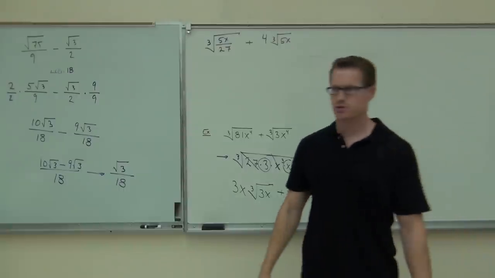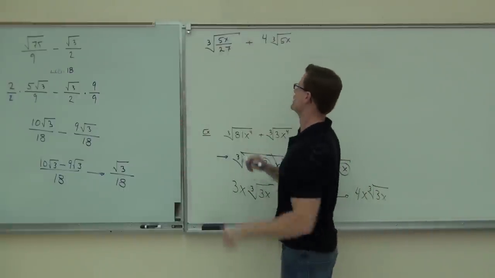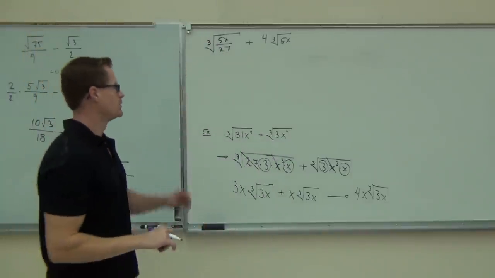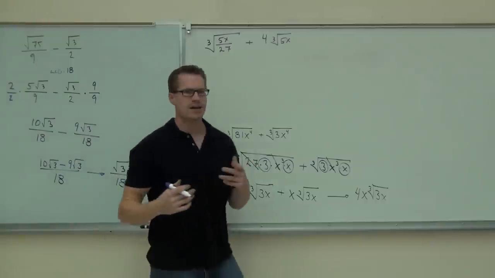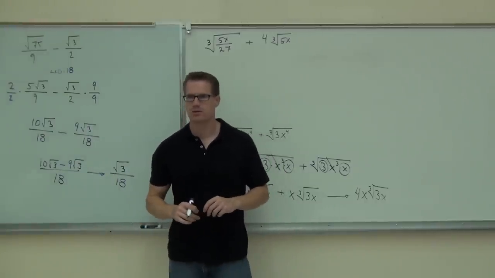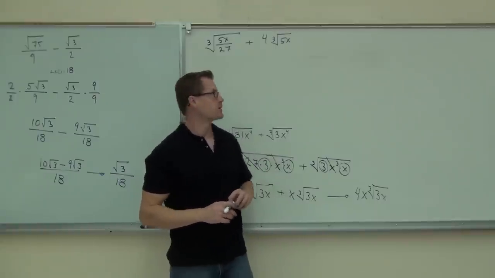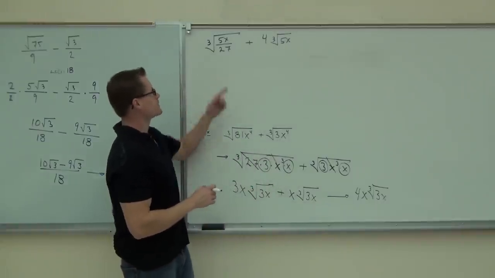Cube root of 5x over 27, that's 1 cube root of a fraction, plus 4 cube root of 5x. Oh my gosh, what in the world do we do now? Firstly, do I even have two fractions here? No. Kind of, well, sort of, five over one, I guess. This looks like a fraction, right?